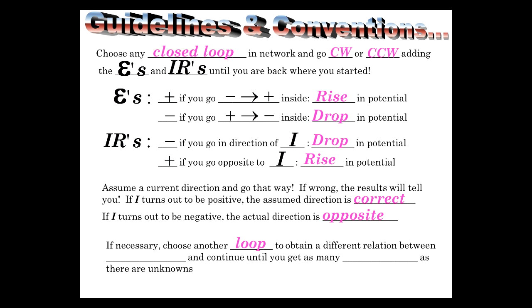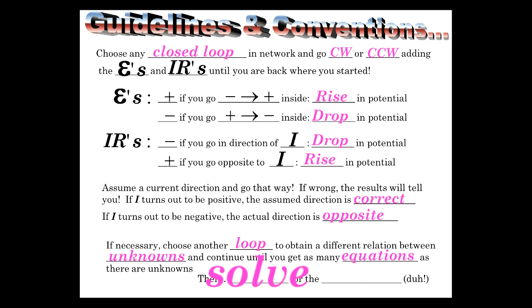Then, if necessary, choose another loop, obtain a different relation between the parameters you're trying to discover, and continue till you get as many equations as there are unknowns. And then, once you have that, solve for the unknowns. And you will be a happy camper in addition to being a successful problem solver.